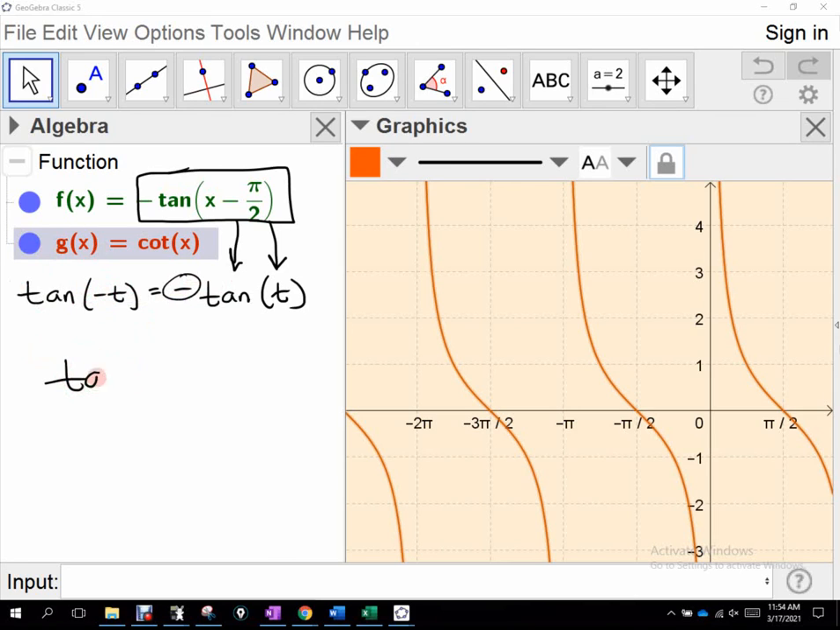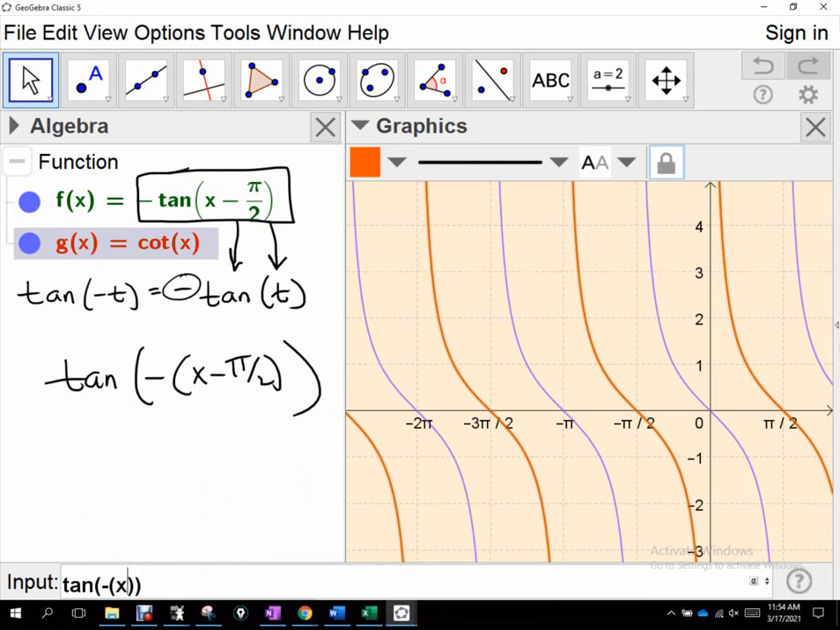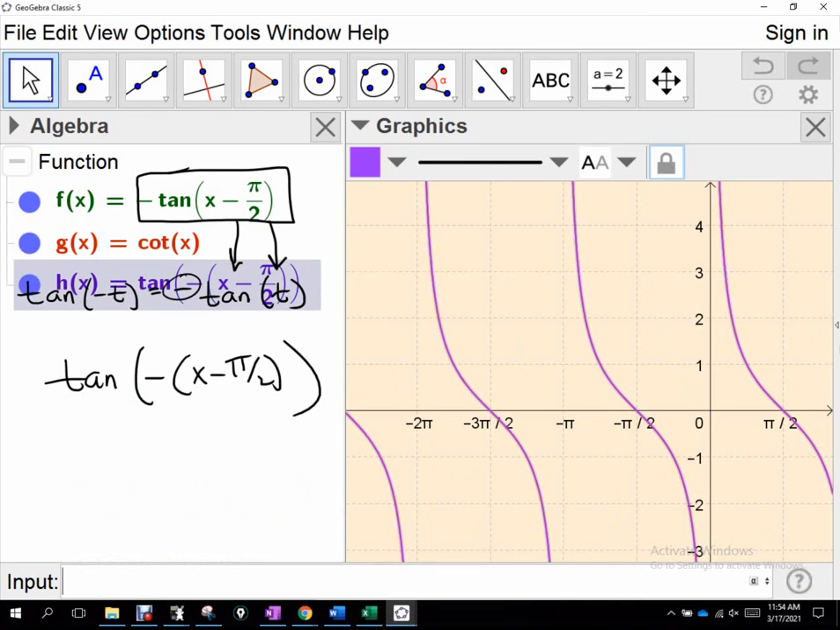So if I go tangent of negative x minus pi over 2, and just to prove that that's okay, if I type in tangent of negative x minus pi over 2, still the same thing, right? If we distribute that, we'll end up with pi over 2 minus x, which is still the same thing.